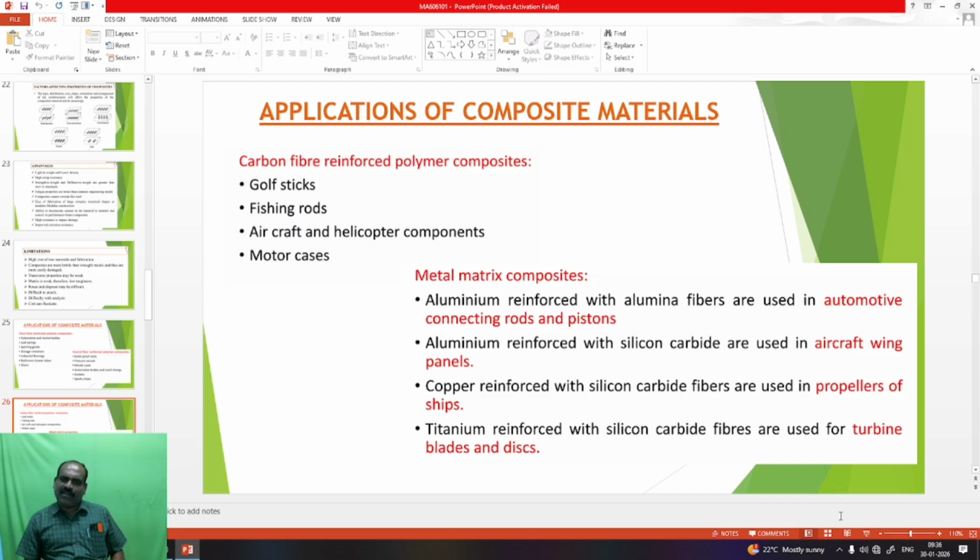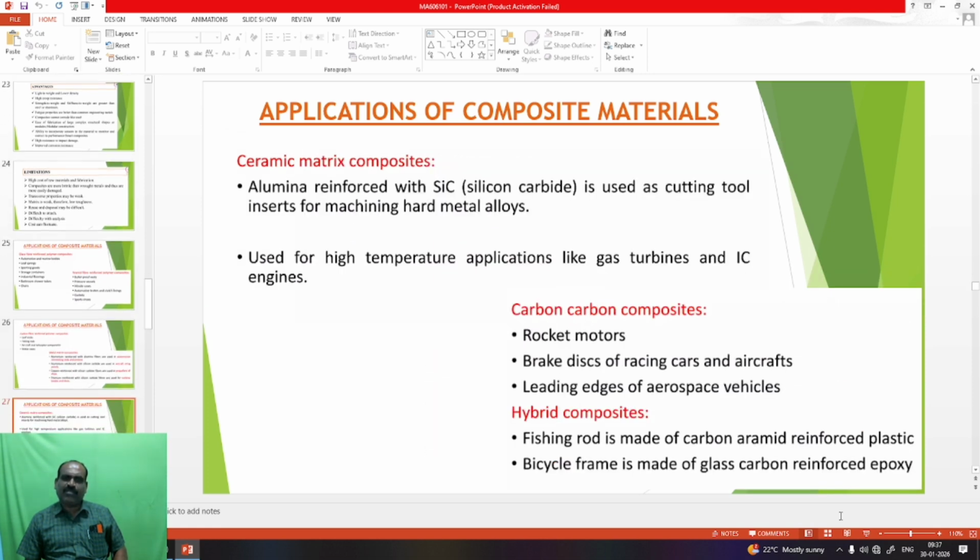And metal matrix: aluminum matrix composite reinforced with alumina fibers is used in automotive connecting rods and pistons and aircraft wing panels. Copper matrix is used in propeller shafts, and titanium reinforced matrix is used in production of turbine blades and discs.